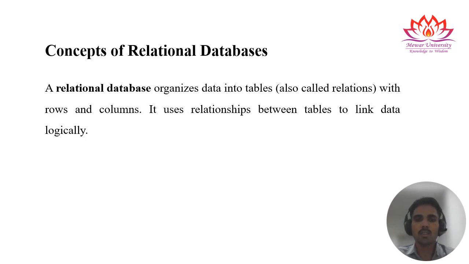Now, the concept of relational database. A relational database organizes the data into tables, also called relations, with rows and columns. It uses the relationships between tables to link data logically. So the relational database organizes data in the form of rows and columns.